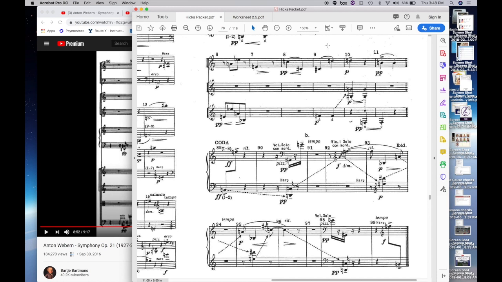After this, we're going to move on to our final unit about kind of a grab bag of late 20th century, early 21st century musical techniques.